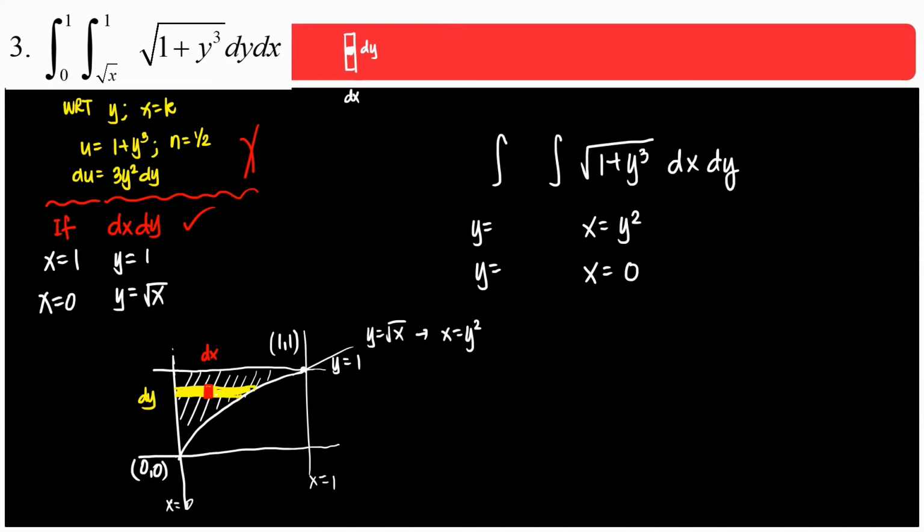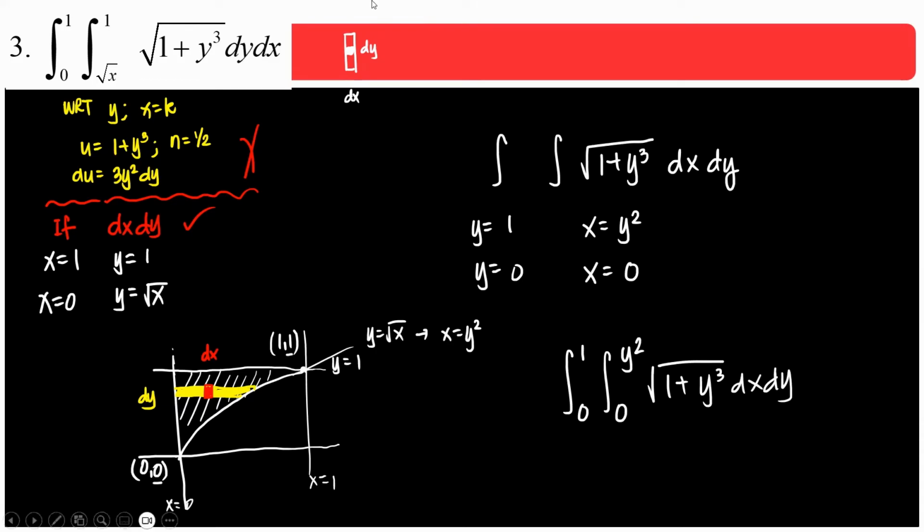And then now the yellow going up and down will travel from constant to constant. The lowest constant is 0. For y, the highest is 1. So if you are to rewrite this, 0 to 1, 0 to y squared of 1 plus y cubed dx dy. So that's the new problem. Let's try to answer that. 0 to 1 and 0 to y squared of 1 plus y cubed dx dy.